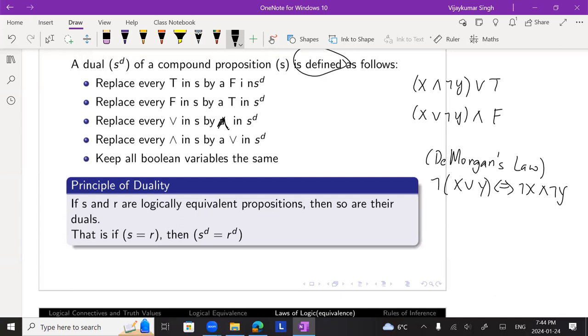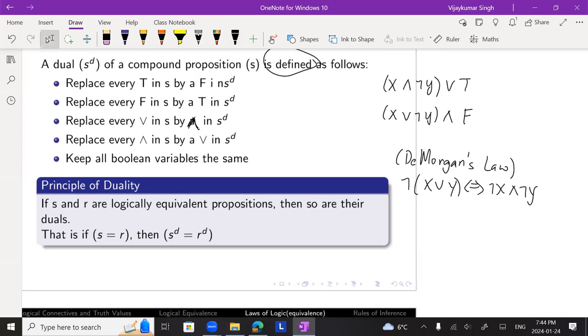Now we want to verify the principle of duality. Of course, this is not a proof; the principle of duality is such a big thing. We just want to verify whether it is really true for this. So what does the principle of duality tell me? Replace every true by false and false by true. There's nothing here, so let's proceed further. Next, replace every and by or and or by and. So I'm going to replace this by and, and replace this by false.